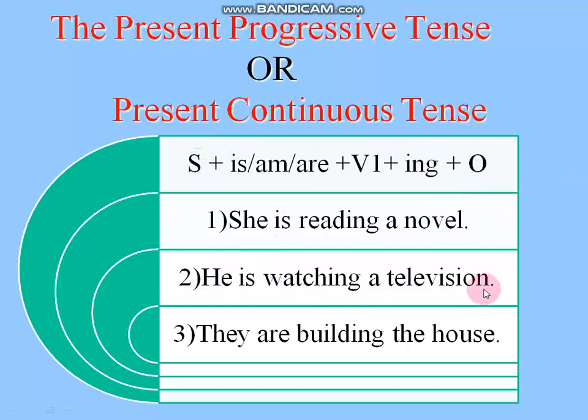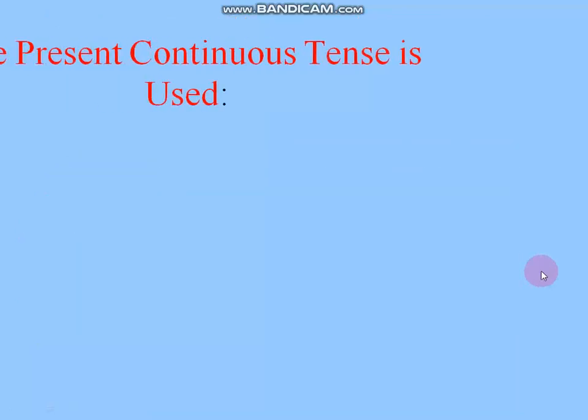He is watching a television. Subject is he, watch V1 plus ing, and television is the object. They are building the house. They, are, build V1 plus ing plus O. This is the pattern of present progressive or present continuous tense.